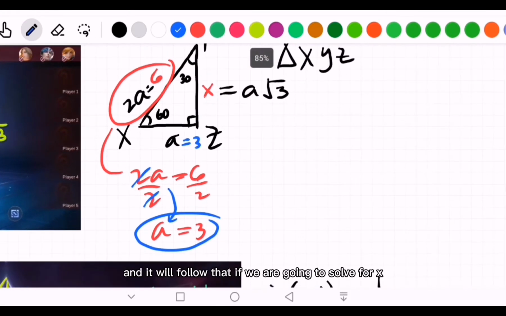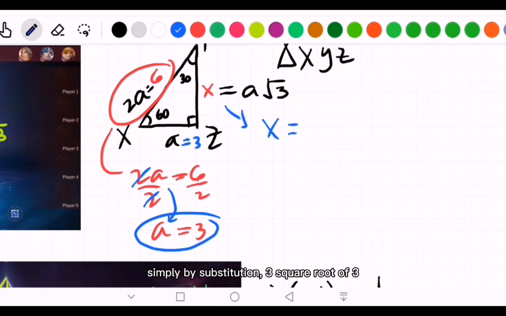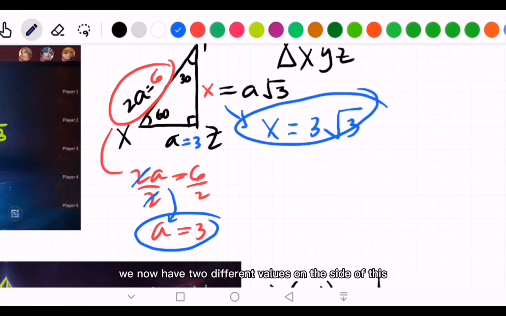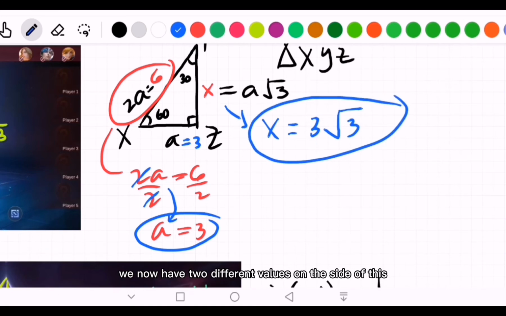And it will follow that if we are going to solve for x, simply by substitution, x is equal to 3 square root of 3. We now have the different values on the sides of this 30, 60, 90 triangle. So the opposite of 60 is 3 square root of 3. The hypotenuse measures 6, that is already given. And the shortest side, which is the opposite of 30 degrees, is 3.